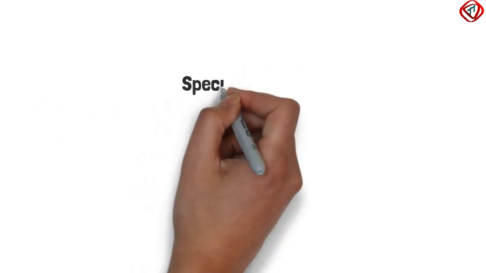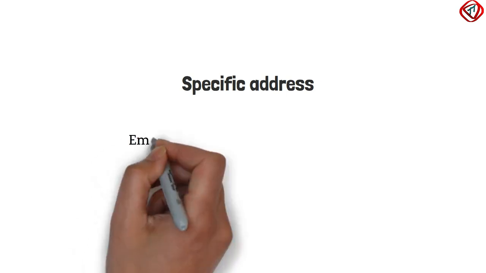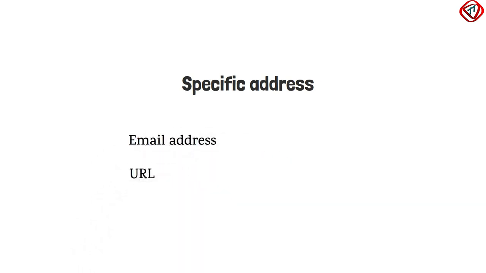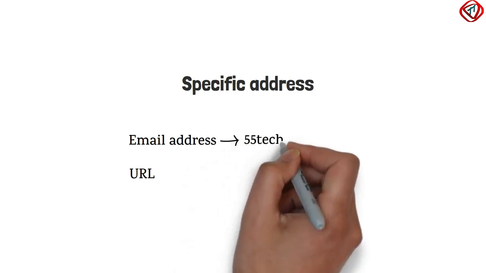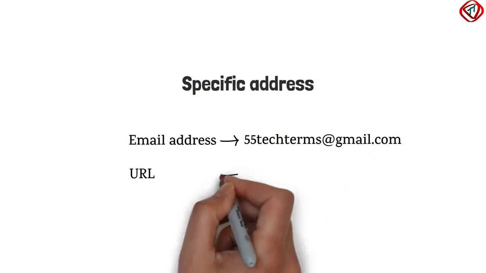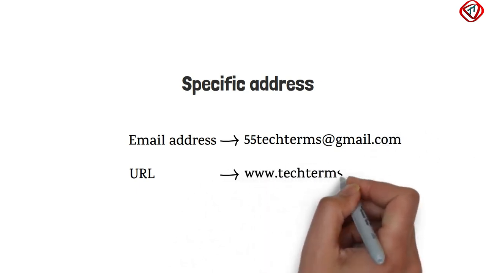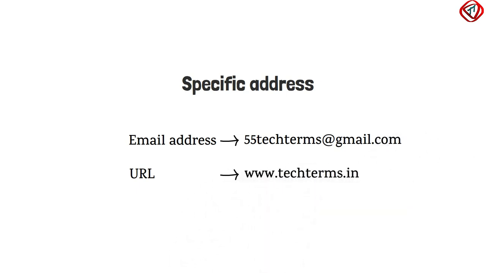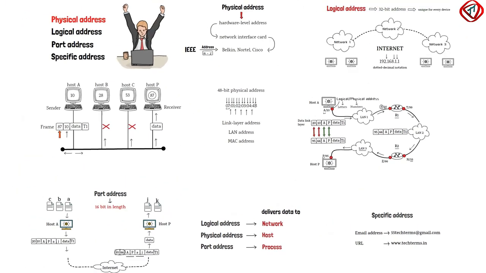The last one is specific address. The user-friendly addresses such as email addresses and URLs are referred to as specific addresses. For example, 55techterms@gmail.com and www.techterms.in. These addresses get changed to the port address and logical address at the sender using DNS. So, these are the 4 addresses used on the internet employing TCP/IP protocol suite.